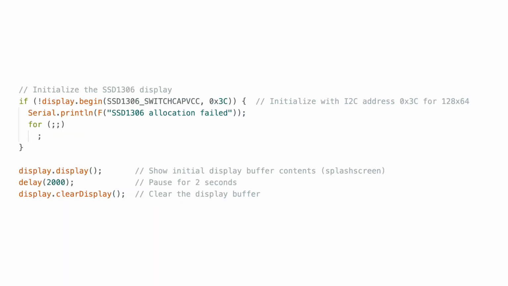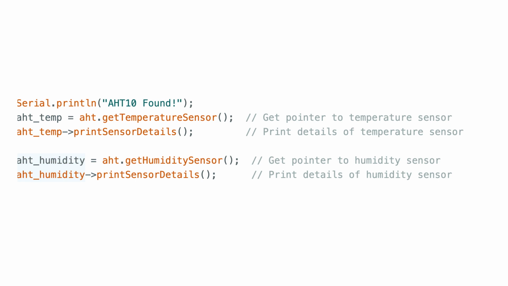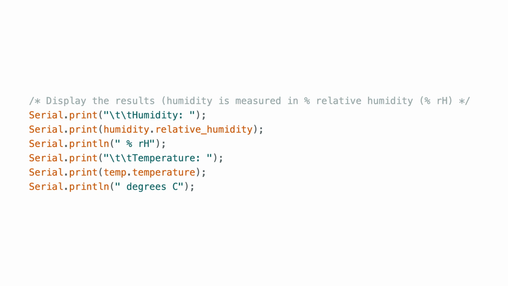The OLED display is initialized with a specific I2C address, displaying a brief splash screen before clearing it to prepare for new data. In the main loop, the program continuously reads the current temperature and humidity data from the AHT10 sensor. It prints this data to the serial monitor for real-time feedback, which is very useful for debugging and verification, as I soon found out.